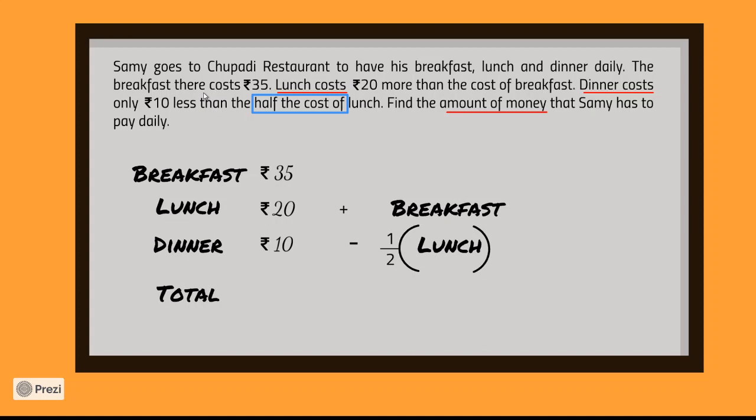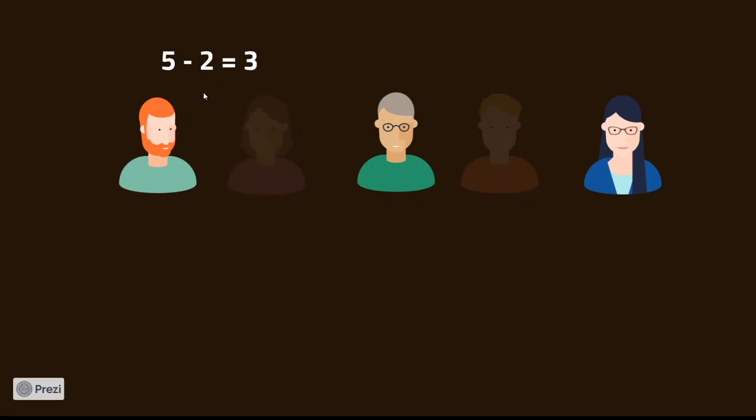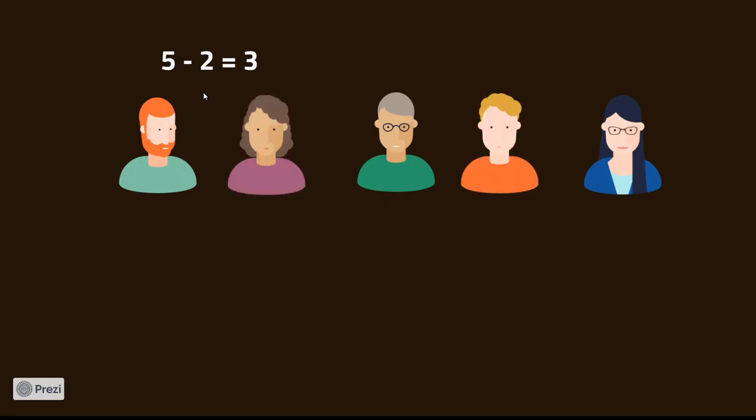Wait, is there an issue? Is there a problem with what I wrote? Let's just check. So 5 minus 2 is equal to 3. What does it mean? I can show it like this. There are 5 people, and if I take away 2 people from that, what remains is 3 people. So 5 minus 2 is taking 2 away from 5.